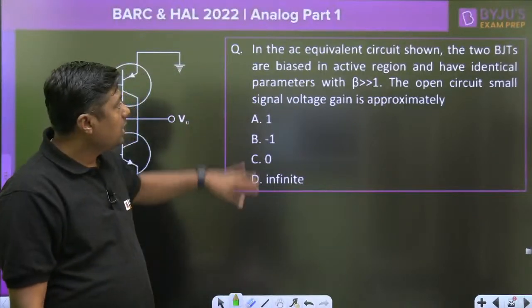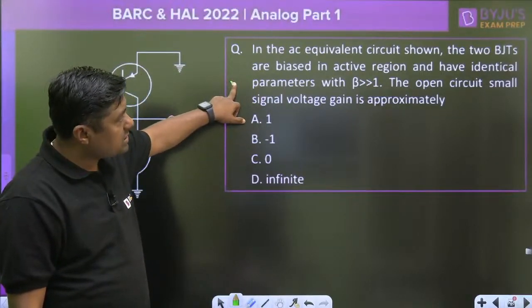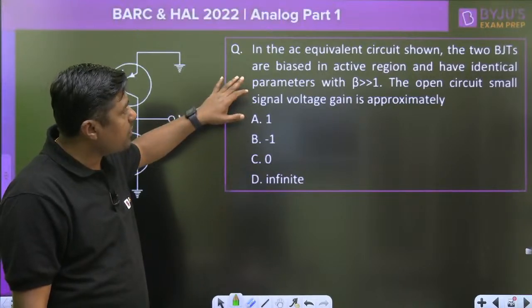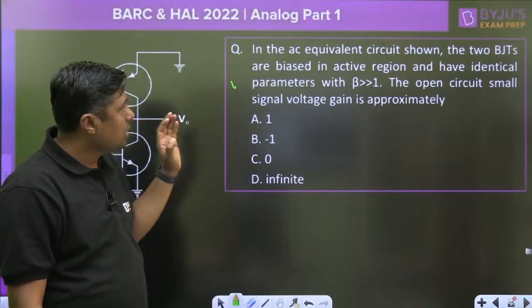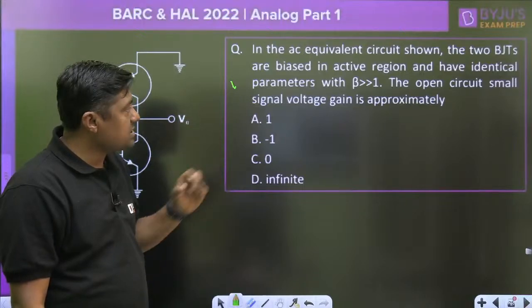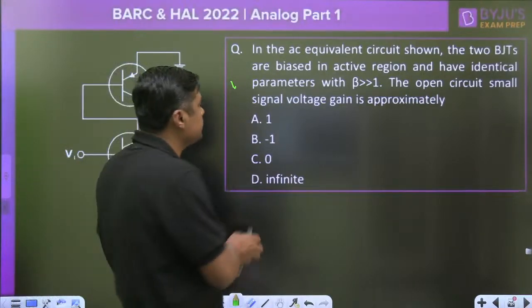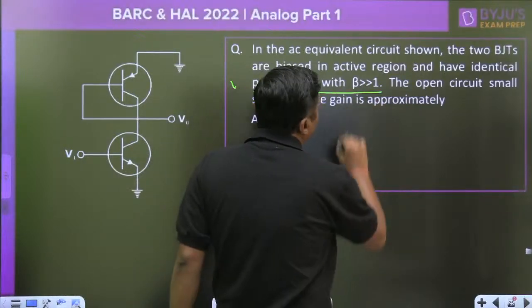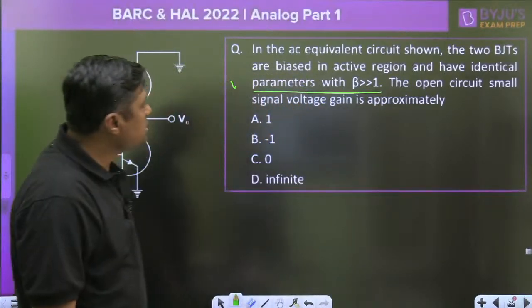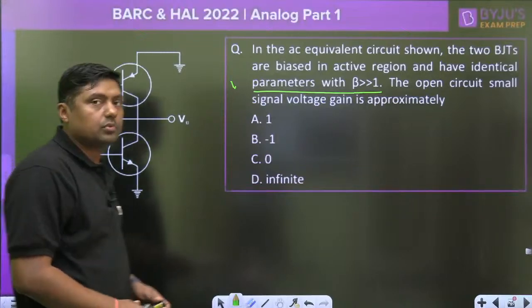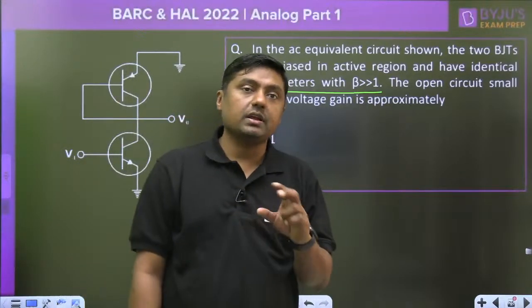In the AC equivalent circuit shown, the two BJTs are biased in active region and have identical parameters with beta greater than 1. The open circuit small signal voltage gain is approximately.